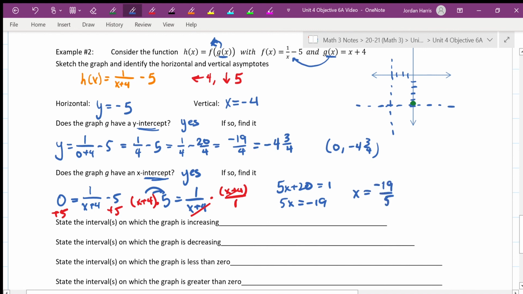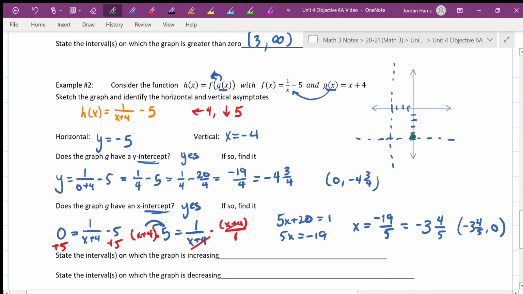It's close, but it's very different actually. So how many times is 5 going into 19? Well, 3 times, with 4 left over, because 5 times 3 is 15, so I'd have 4 left over. So negative 3 and 4/5, comma 0 is my x-intercept. So I got to place that. 1, 2, 3. Once again, really, really close to the asymptote, but not crossing it, not touching it.